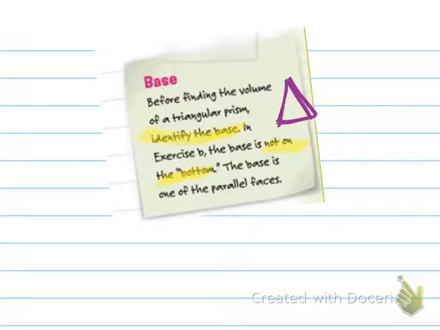In exercise B, the base is not on the bottom. It's actually one of the parallel faces. So it's important to understand that base doesn't automatically mean that it's on the bottom. It's helpful when it is, because that's what we think about when we think of base. But in a triangular prism, the triangles are the bases, and it doesn't matter where they're at.